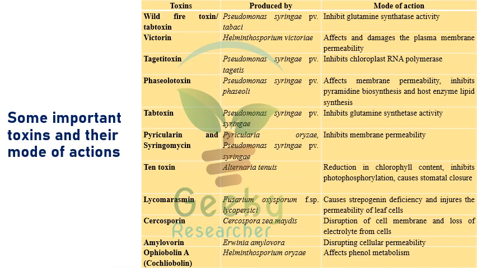This tabtoxin is otherwise called wildfire toxin. Wildfire toxin or tabtoxin, Pseudomonas syringae pathovar syringae. The mode of action is that it inhibits glutamine synthetase.